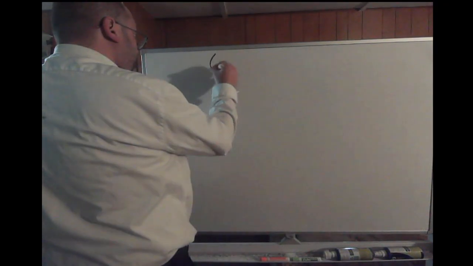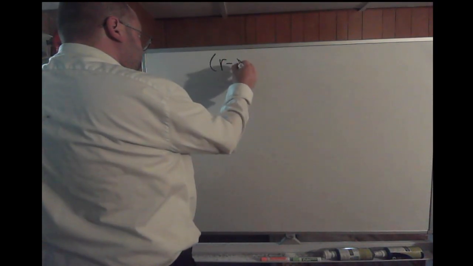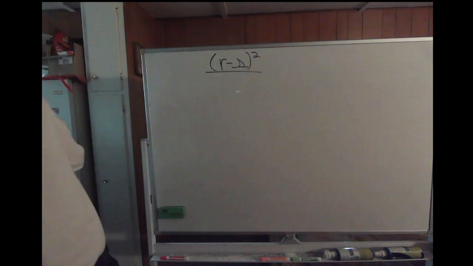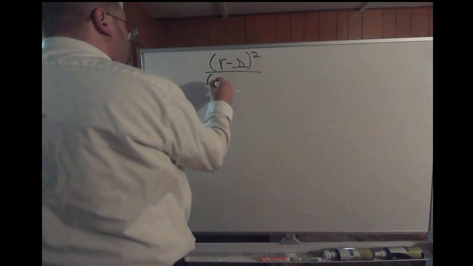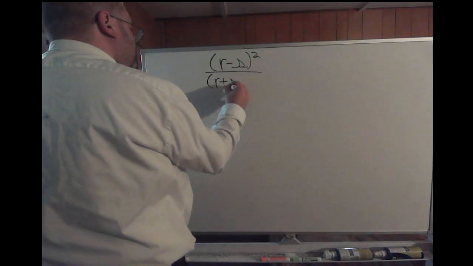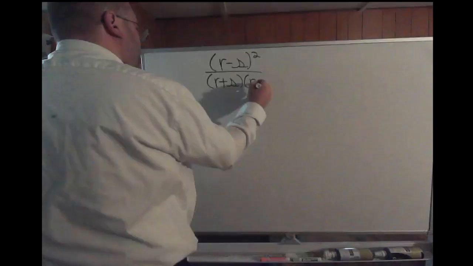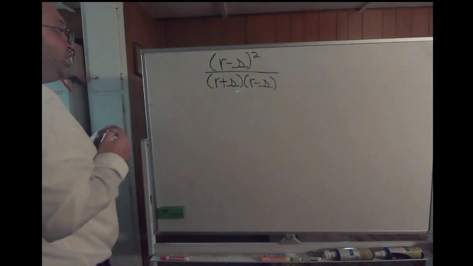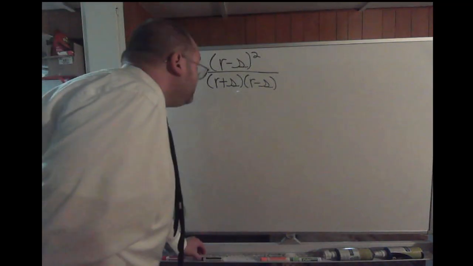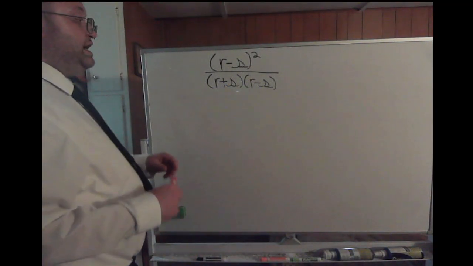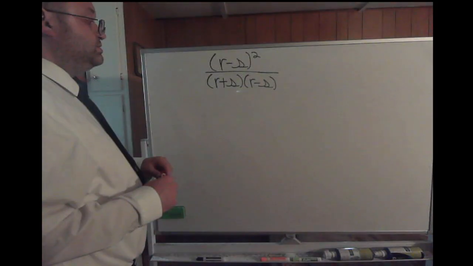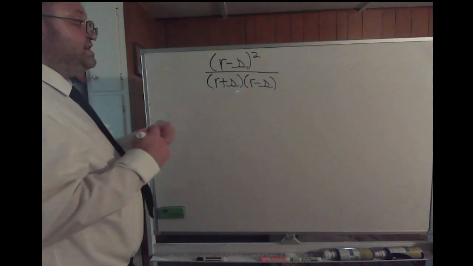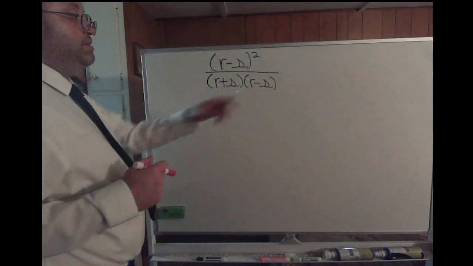All right, in the numerator we got r minus s to the second power all over r plus s times r minus s. All right, so we got polynomials going on again in the numerator and denominator. If I were you, pick something to represent the r plus s and something to represent the r minus s.